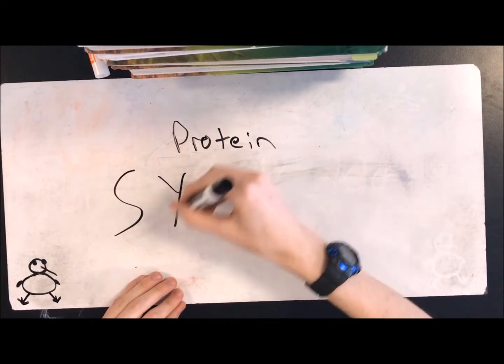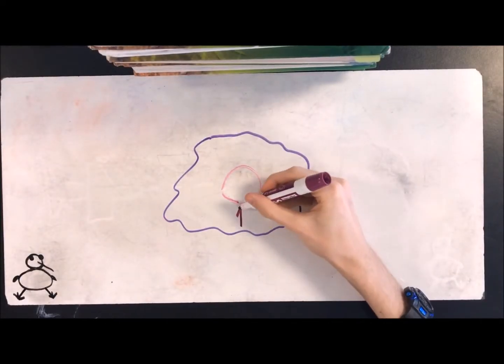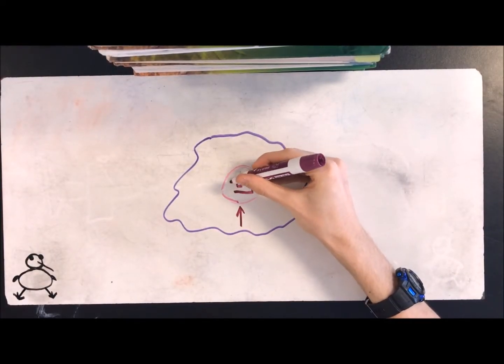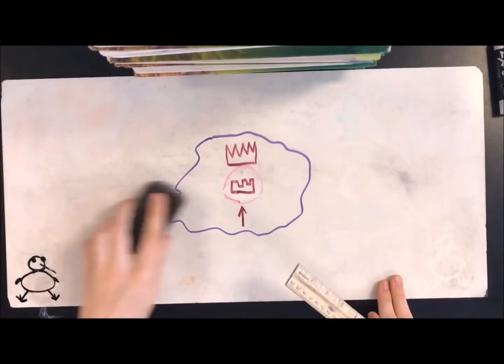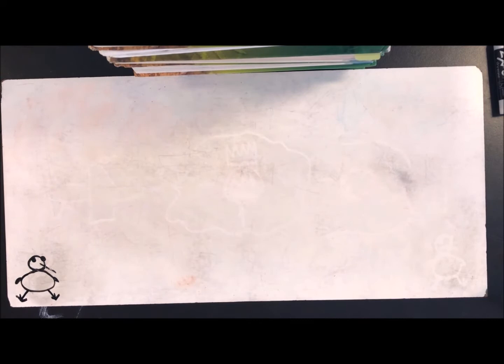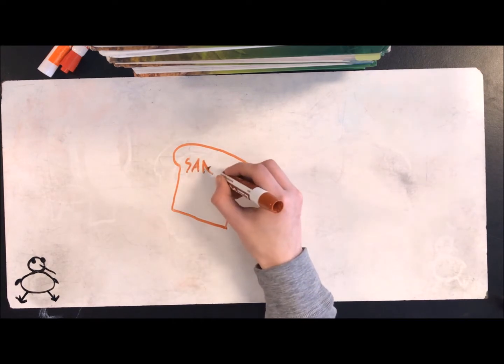Today, I want to talk to you about the process of protein synthesis. This is a cell, and here is the nucleus, the kingdom of the cell. Within the cell lies its ruler, DNA. If we were to be without him, we wouldn't be able to make sandwiches.